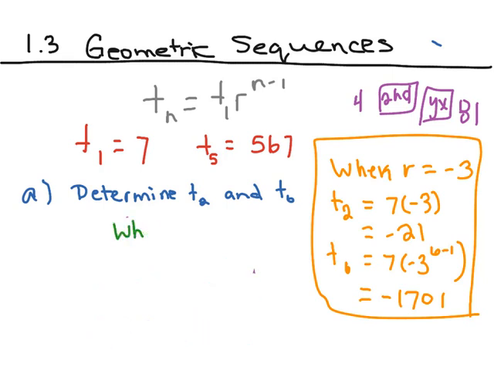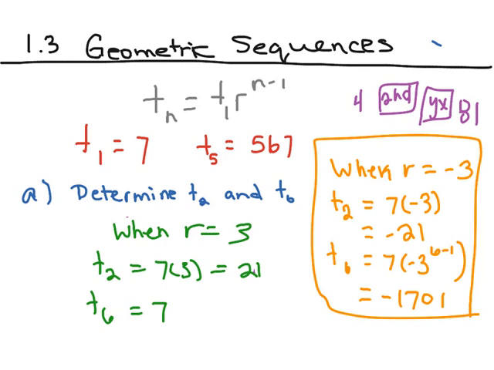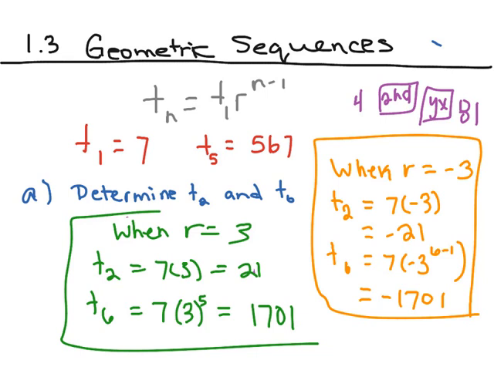When r is equal to positive 3, T2 will equal 7 times positive 3, which is 21. And T6 will equal 7 times 3 to the power of 5, which will be positive 1,701. So there's two options for your terms, one with the positive, one with the negative.